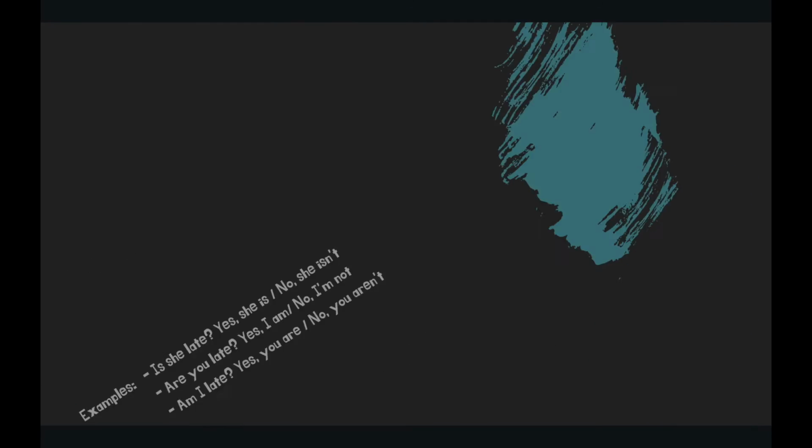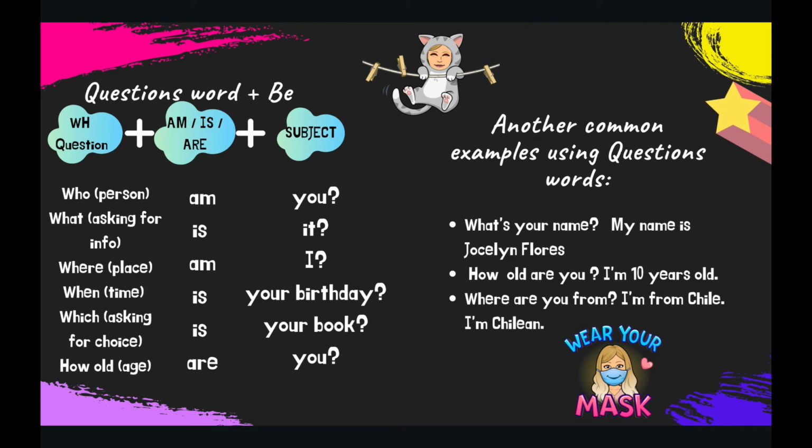Let's continue with the fourth slide. Here we're going to talk about a little bit of question words plus be. These kind of words extract information. It's very important to know that because they are not answered with short answers. For that, you're going to use the WH question, then you're going to use am, is, and are, and finally the subject, and of course a question mark. For that, here I have the word who, that is going to be useful for a person.